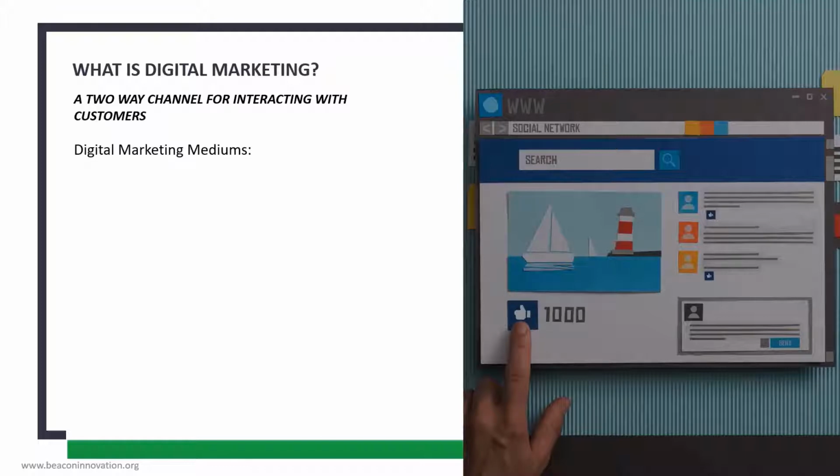So what are the digital marketing mediums? Website, web search, email, social media, and blogs. All of these are digital marketing mediums. So when we talk about digital marketing evaluation, it means evaluation of all of these platforms. If our digital marketing strategy involves any of these platforms, then we have to evaluate them as well. Email marketing metrics we covered in the last session, right? Today we are going to cover website and social media.